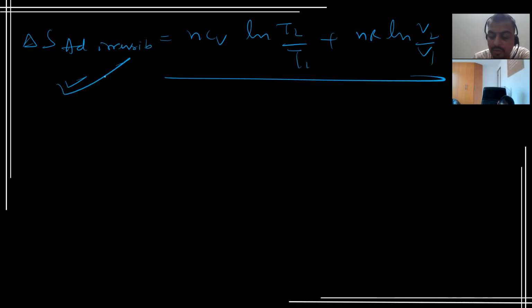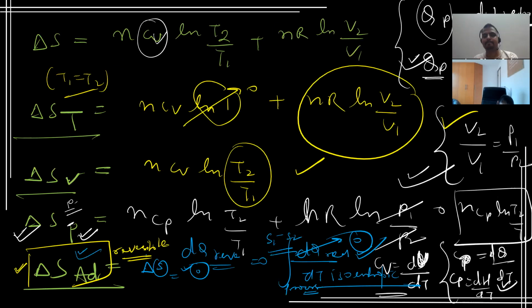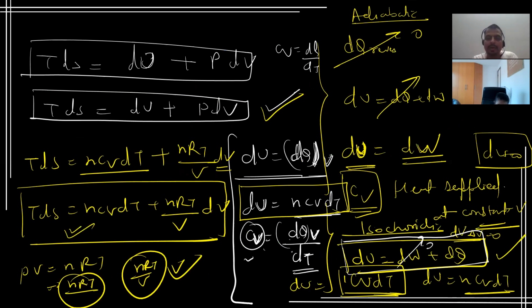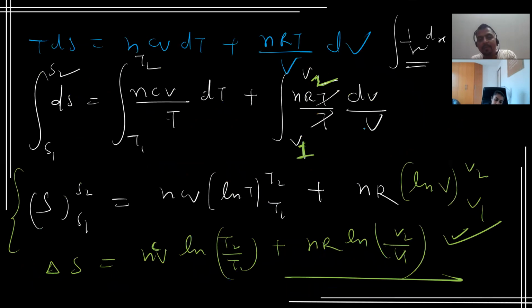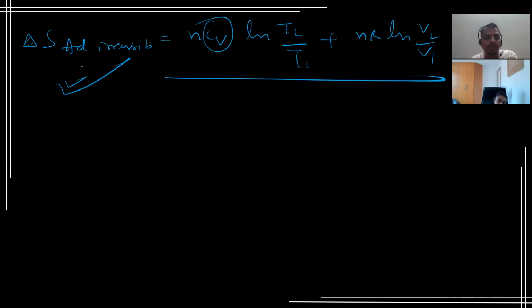Okay, so when it's reversible, it's 0, but when it's irreversible, you use the same equation as before. Because in the adiabatic process, du is equal to dw, and du is equal to ncv dt. So anyhow, we have to get the cv term. The cv term is coming in this process, and V2 V1 is coming. So for adiabatic irreversible, we have to use cv.